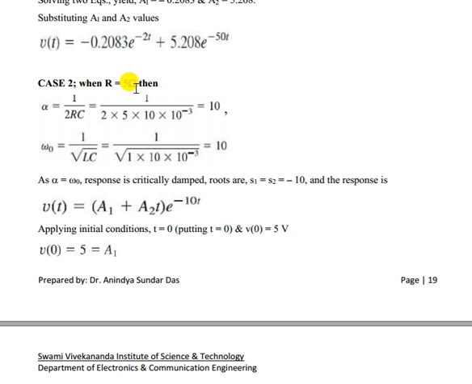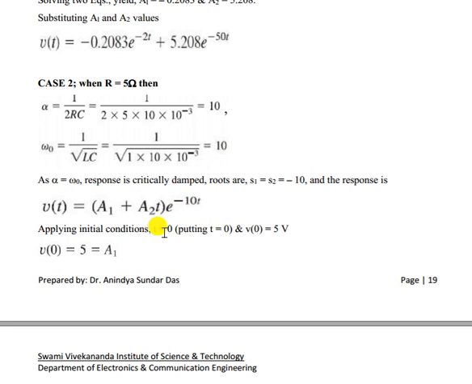Now when R equal to 5 ohm, what happens? Alpha, 1 by 2RC, becomes 10, and omega 0 is also 10. Now both alpha and omega 0 are the same, so what do we have? A critically damped response. The v(t) expression is (A1 plus A2t) into e to the power minus 10t. This is e to the power minus alpha t, so we put the value of alpha, which is equal to 10 here.